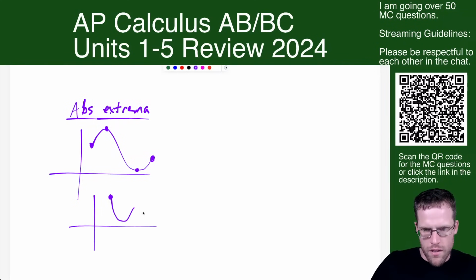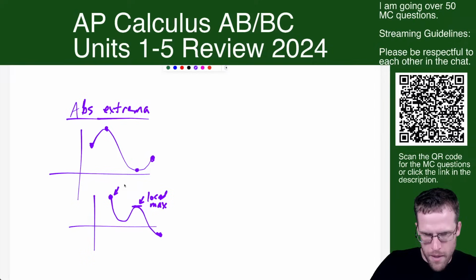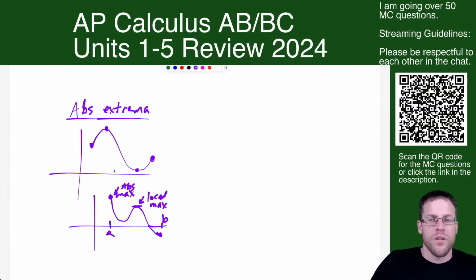This is a situation where you think this is the absolute, but it's only a local. And then this is the absolute. This is the highest point. That's why when you have a closed interval from A to B, you have to check the endpoints. People think, oh, it's probably not one of the endpoints, but sometimes both of the endpoints are the max and the min.